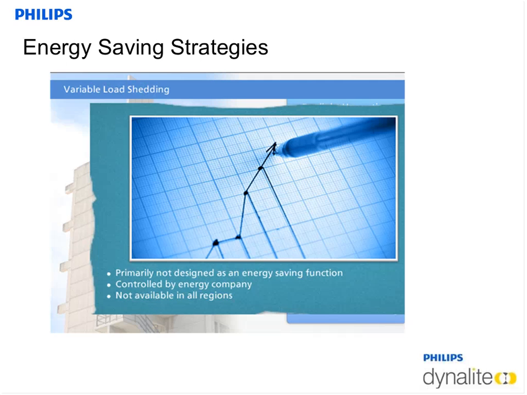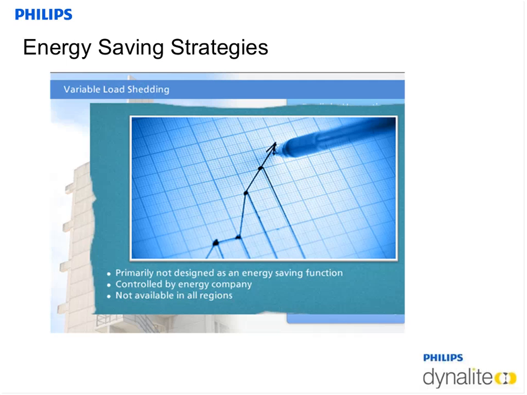Variable load shedding. This can be done in conjunction with local energy company requirements. Obviously, it's not available in all regions. Think, for example, the simplest level at home. We sometimes, if we're lucky, can switch our washing machine on at night time because it's cheaper to run a washing machine. If you've got family, it all adds up by the end of the year.